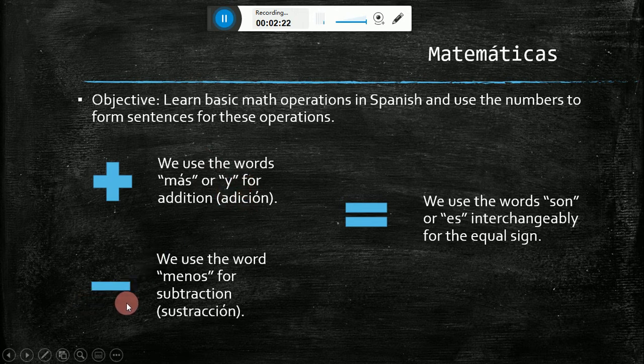Okay, for subtraction or sustracción, we use the word menos. And then for equal to, we have two words that we can use in Spanish. There are no rules as to when to use each one, which means they are interchangeable. You can use either or. Okay, so both of them are right. So the first word is son, and the second word is es. And we have seen son and es before in the classroom. Son is usually when it's plural, and es is usually when it's singular. But here, like I said, you can use them either way and it'll be fine.